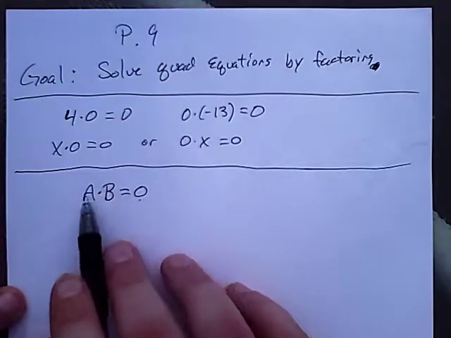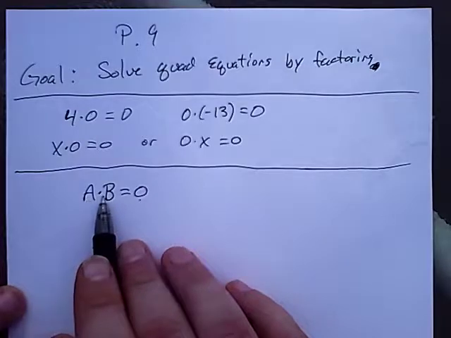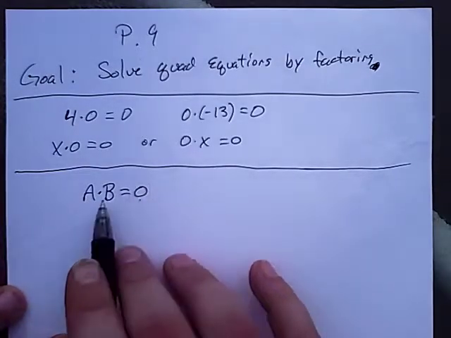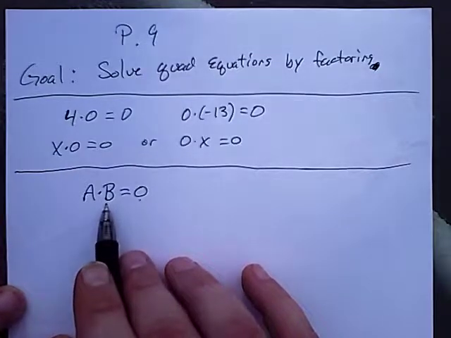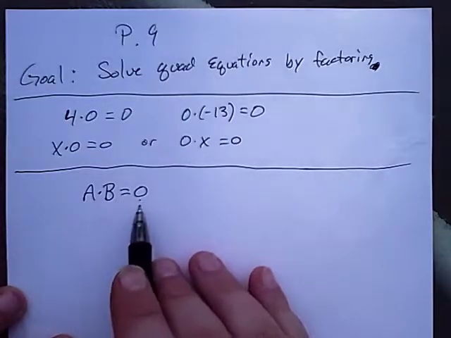Well, let's just say that A is not 0. Let's say that A is like 5, right? Well, 5 times something equals 0. That something has to be what? And the same goes for B. Let's say B is like negative 3.984. Well, then what does A have to be in order for my product to be 0?